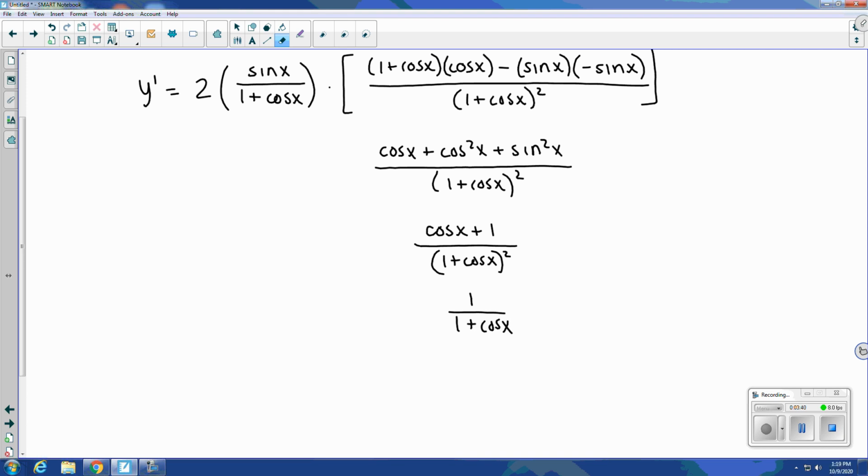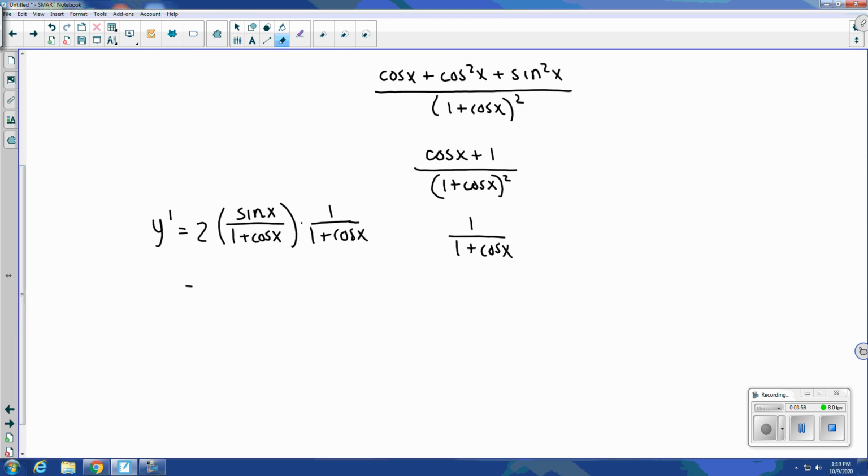Okay, so now we have that times, so our derivative, let's carry all this down, 2 sine x over 1 plus cosine x times 1 over 1 plus cosine x. I can multiply these denominators together if I want and put everything up top, so we could have 2 sine x over 1 plus cosine x all squared, if I want to clean all that up. And there is our derivative fully simplified and put together.